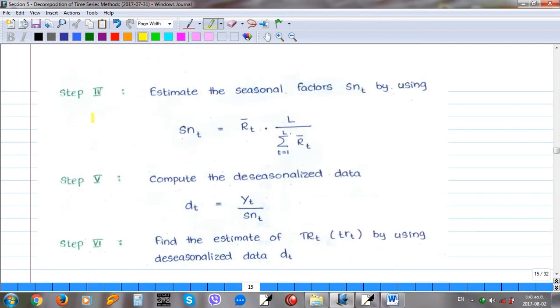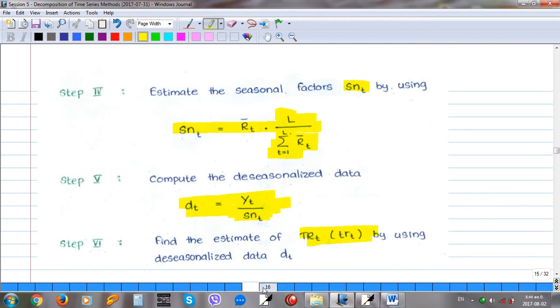And step 4, estimate the seasonal factors S t given by this equation: S t equals R bar t times L over the sum from t equals 1 to L of R bar t. You have to use this equation to find S t. Then step 5 is to compute the deseasonalized data d t using this equation. And step 6, find the estimate of the trend line TRt by using the deseasonalized data d t.